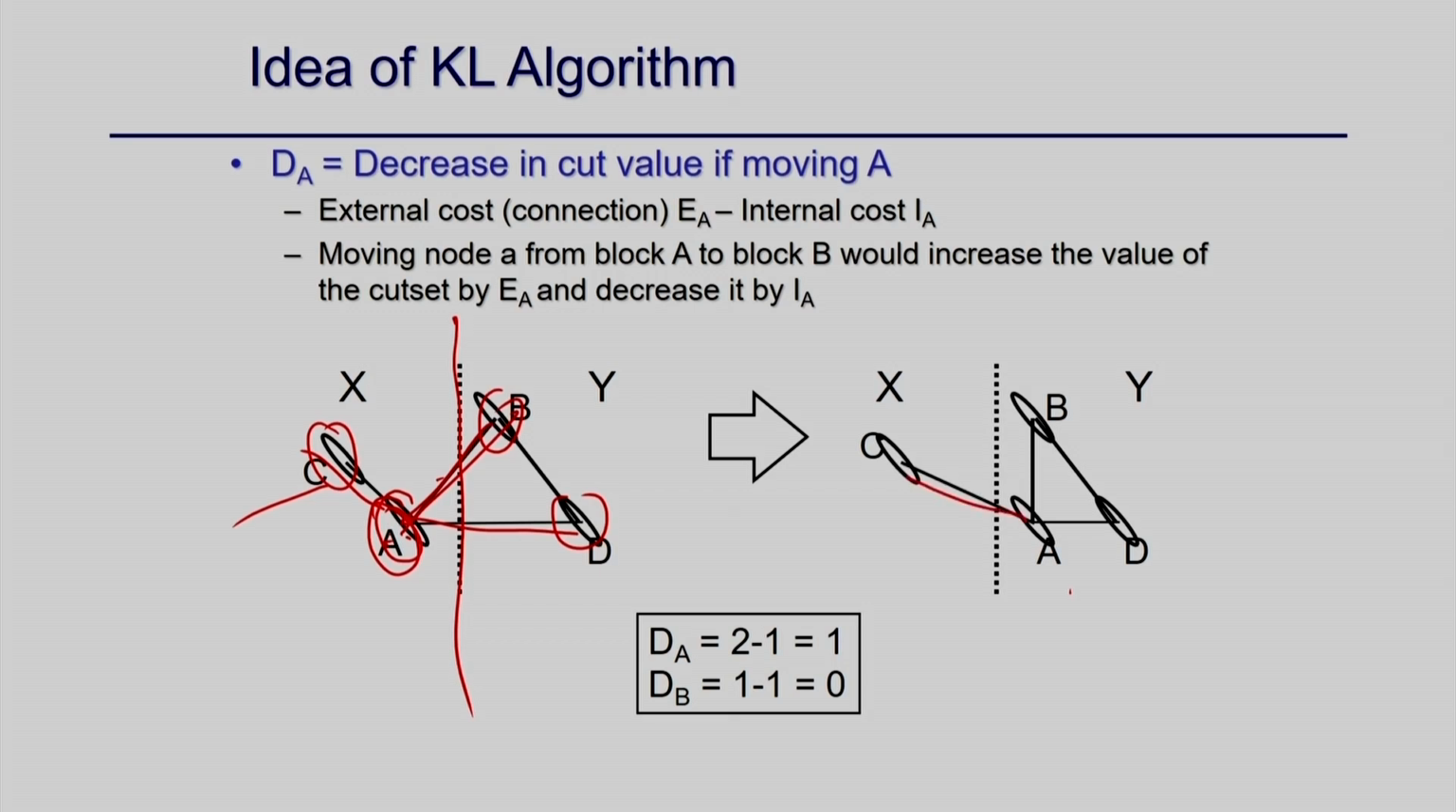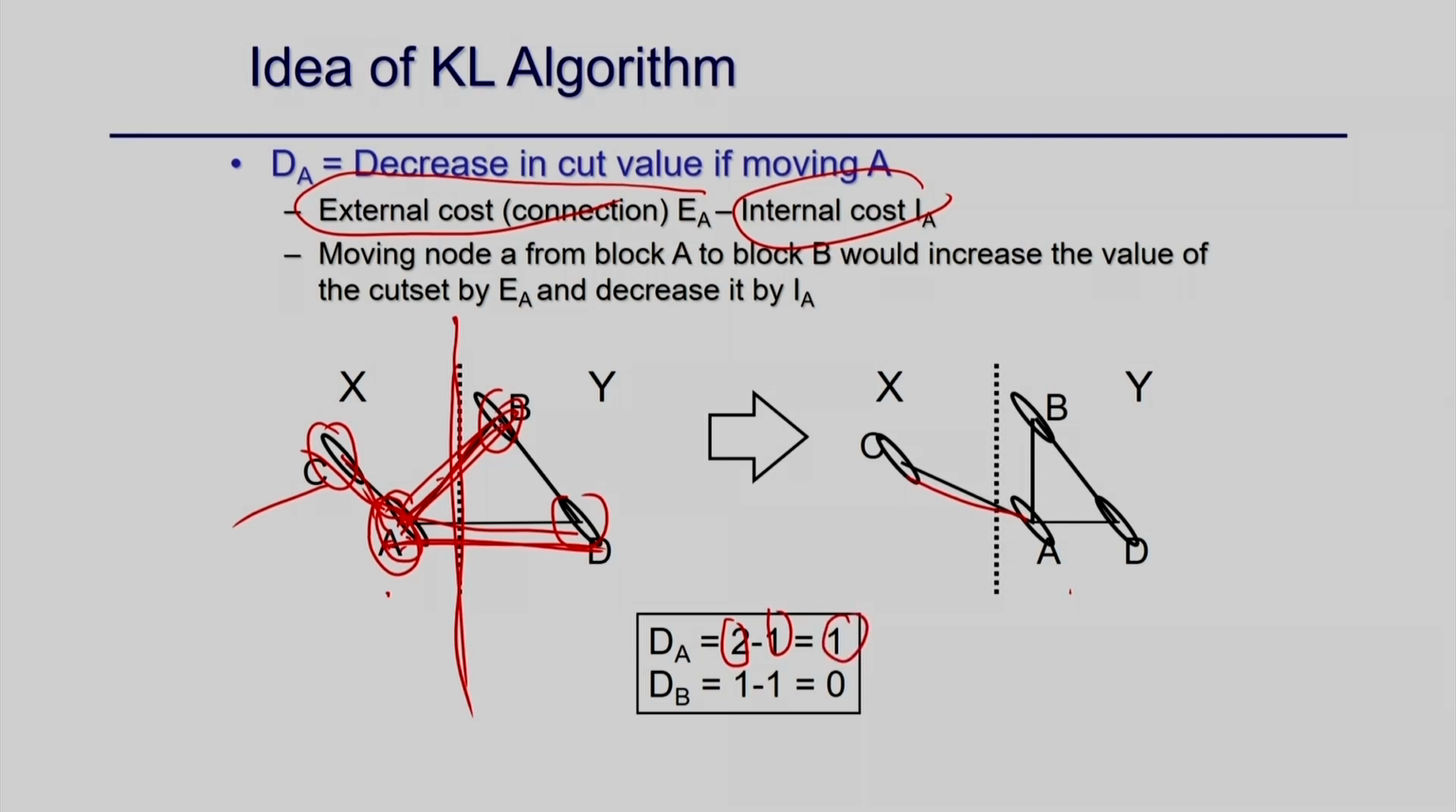So the gain is the external cost, that is, the edges crossing to the other part, minus the internal cost. If you move a node from this side to the other side, the gain will be this. For example, for A, initially there are 2 connections to the other side, so 2, and only 1 connection to the same side, so minus 1. If you move A to the other side, the cut size will be reduced by 1, so your gain is positive.